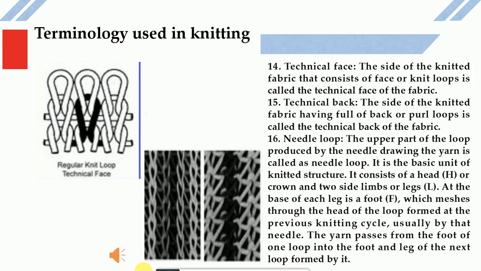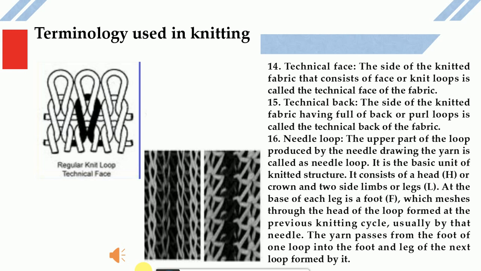14. Technical face. The side of the knitted fabric that consists of face or knit loops is called the technical face of the fabric. 15. Technical back. The side of the knitted fabric having full of back or purl loops is called the technical back of the fabric. 16. Needle loop.